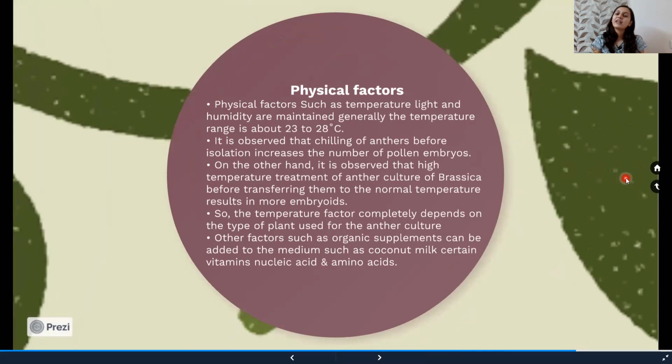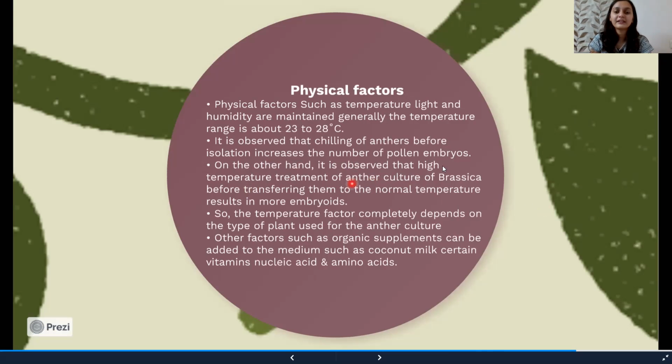Generally, the main physical factors are temperature and humidity. So physical factors such as temperature, light, and humidity are maintained. Generally, the temperature used is 23 to 28 degrees Celsius for anther culture or pollen cultures. It is observed that chilling of the anther before isolation increases the number of pollen grains. But this also depends on the type of species, whether we have to chill the flowers or not.